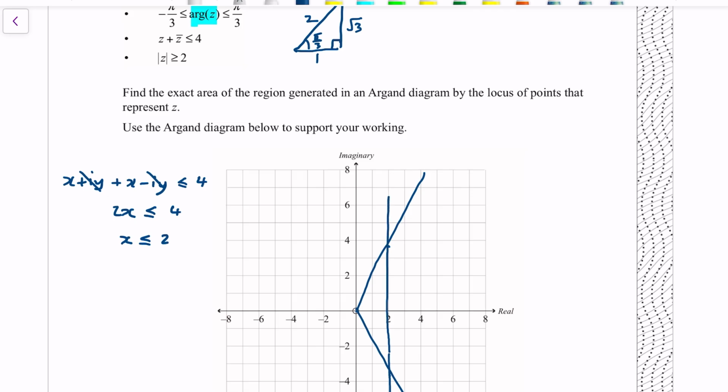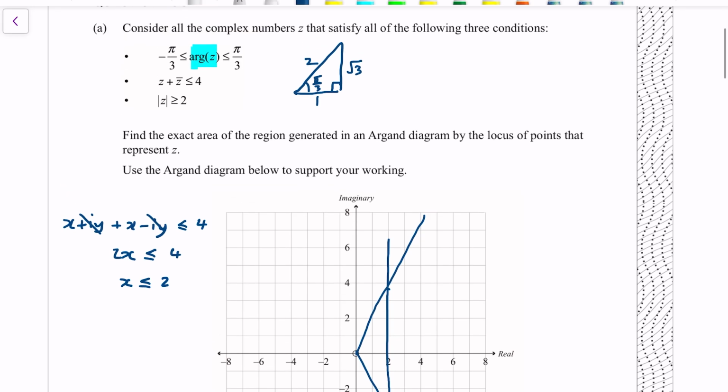Again, we would shade over here to say that that is the answer to the problem. However, I'm not going to shade yet. We're inside the triangle though. And then the last one, either you think of it algebraically or geometrically. Geometrically, the modulus of z is greater than or equal to 2 means that the complex number must be at least 2 away from the origin. So we would think about what a circle would look like.